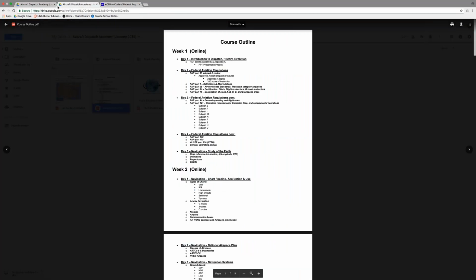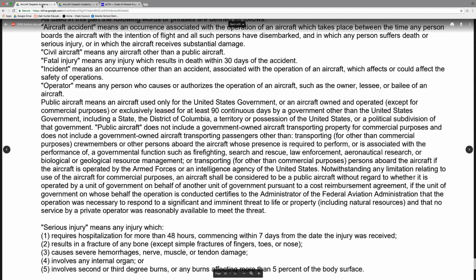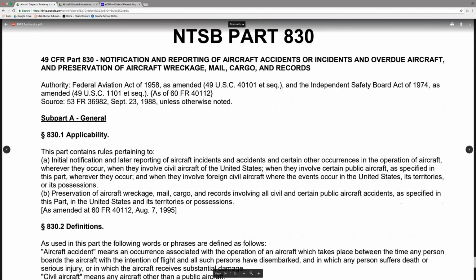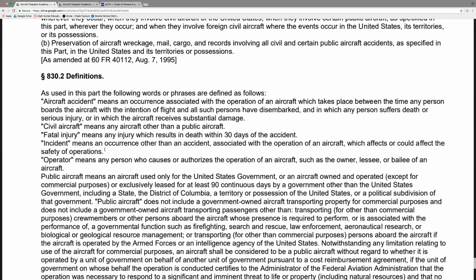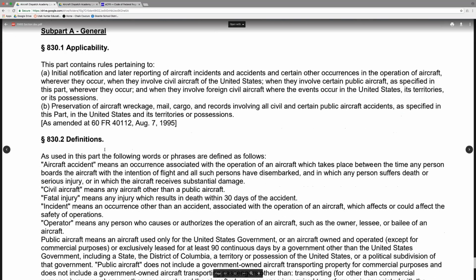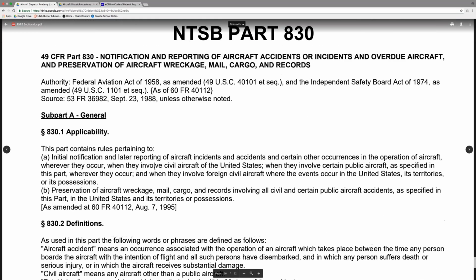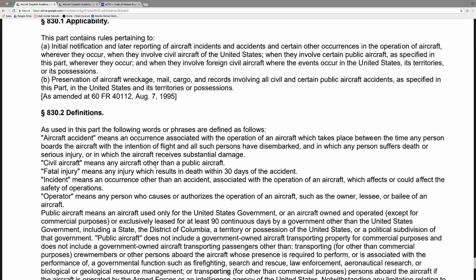Okay, so we are going to go over this NTSB 830. So what is the NTSB again? What is their job, or what does it stand for? National Transportation Safety Board. Okay, they're the ones investigating accidents and making sure that we're all safe. Are we writing this down as well?